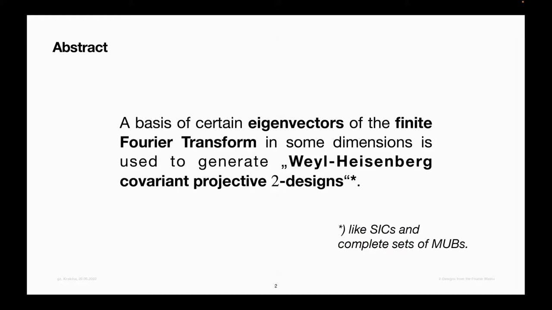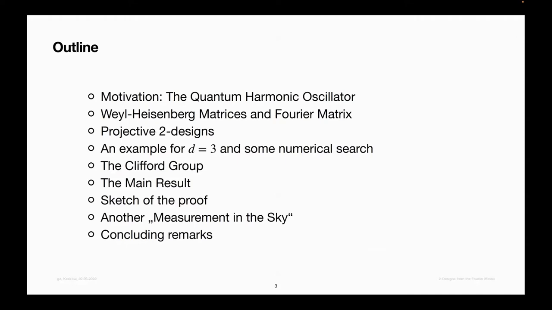The outline of the talk. Okay, what I'm going to talk about. The first is a motivation, the quantum harmonic oscillator. Then I'll shortly remind you of the definitions of Heisenberg matrices, Fourier matrix, and projective 2-designs. We had it already, but just to fix the notation. And then comes an example already in dimension 3, which shows what the construction is about. And I tell you about some results of a numerical search for other dimensions.